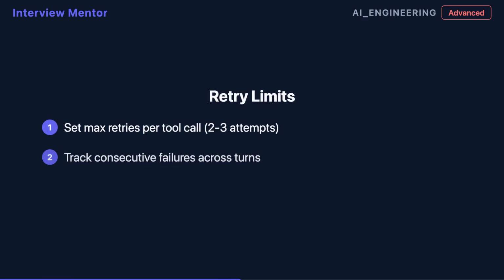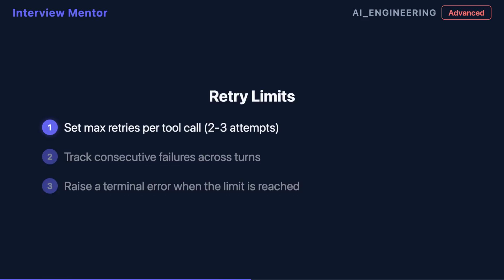Without guardrails, an agent can spiral into retry loops, burning tokens and time. Always implement a maximum retry count per tool, typically 2 or 3 attempts. Track consecutive failures to detect when the model is genuinely stuck and needs to stop.